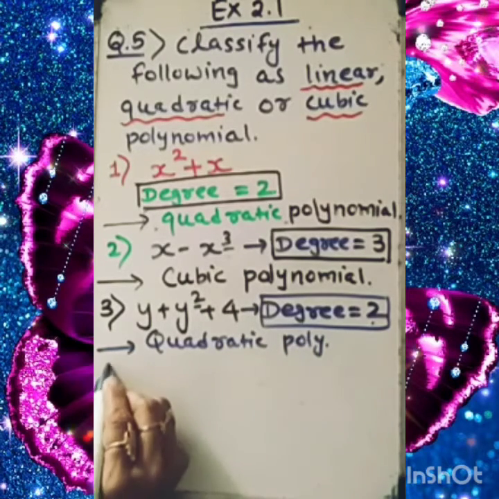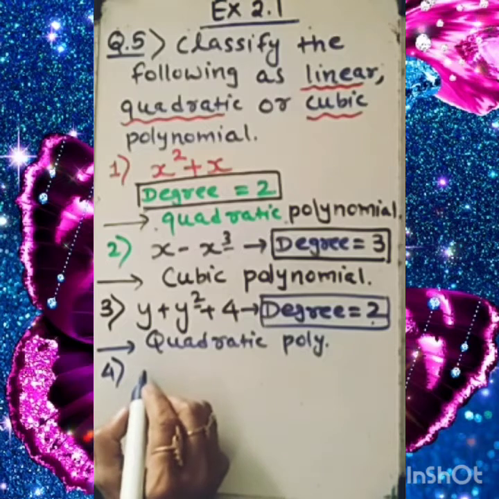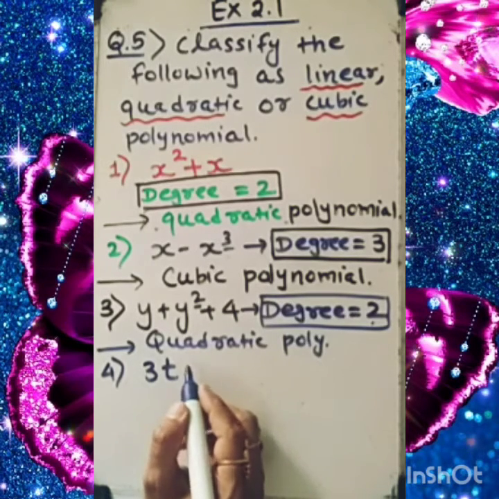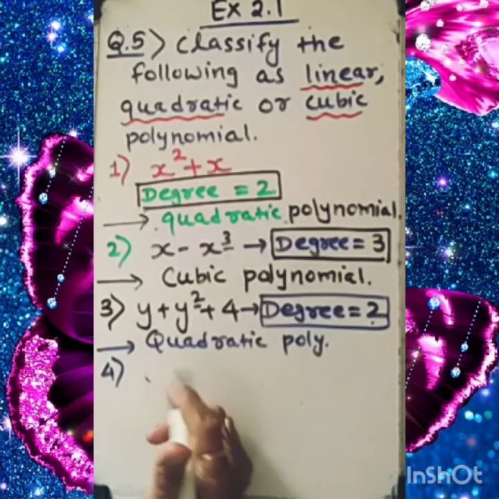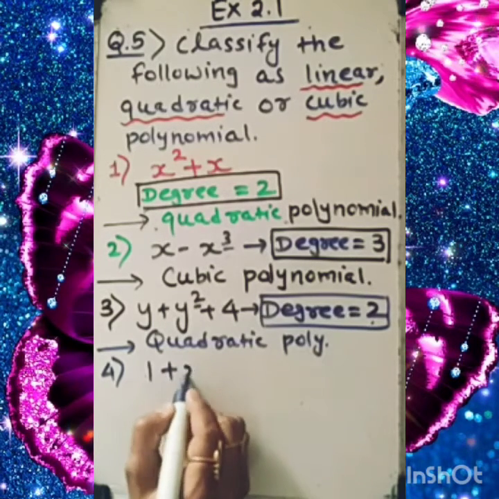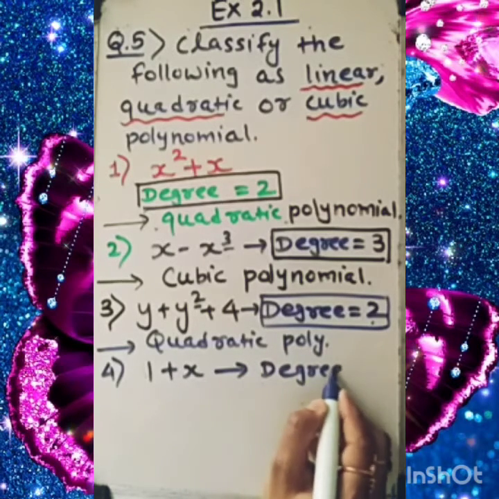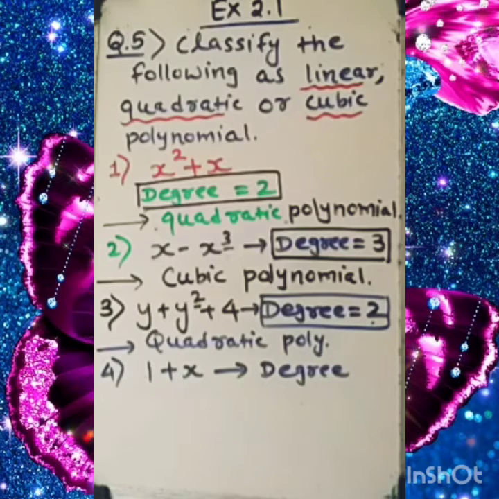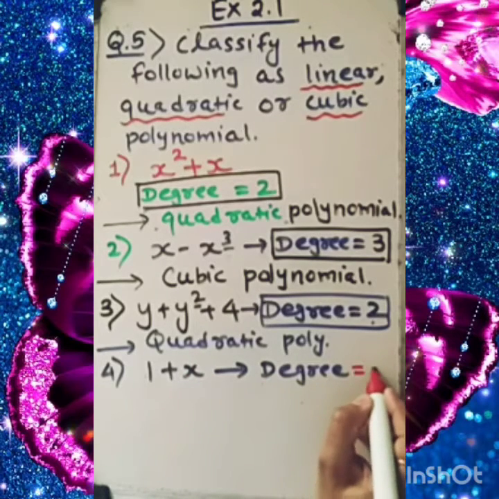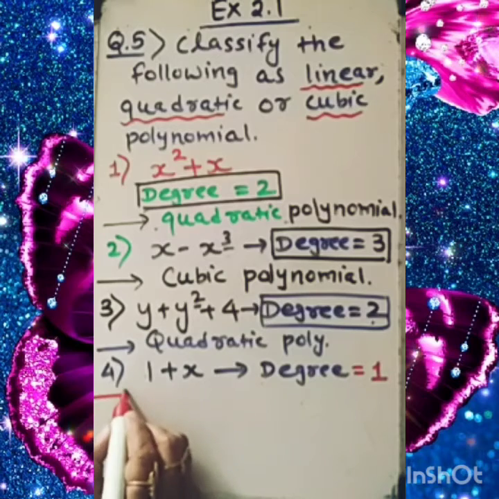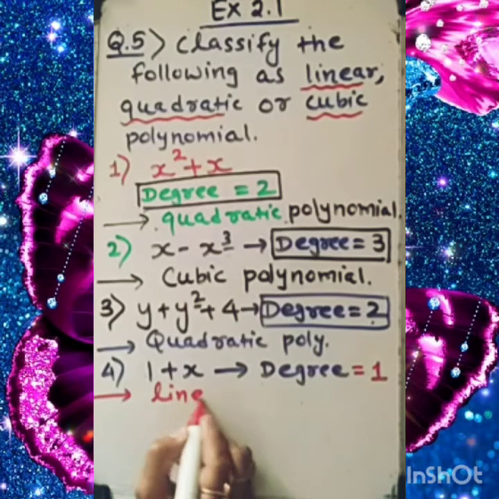Let's work on the 4th. In 4 we are given 1 plus x. You can see here, dear student, the degree of the variable x, where nothing is given, means always 1. Please remember, where nothing is given, it indicates 1. And with degree 1, that is of course linear. So it is linear.